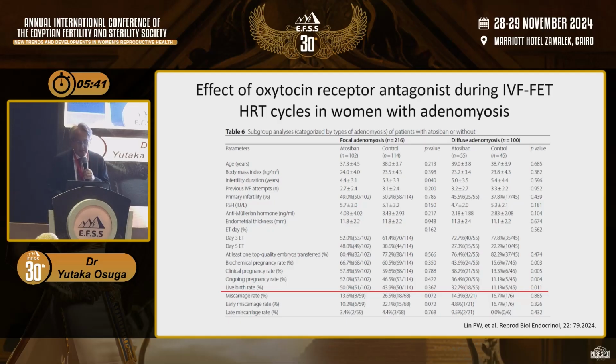And this is an interesting paper by Lin et al. They found that an oxytocin receptor antagonist during IVF-ET HRT cycles in women with adenomyosis increased the pregnancy rate when the adenomyosis is diffuse adenomyosis, not focal adenomyosis. This oxytocin receptor antagonist, as you know, is atosiban. This paper seems interesting, but further study is needed.